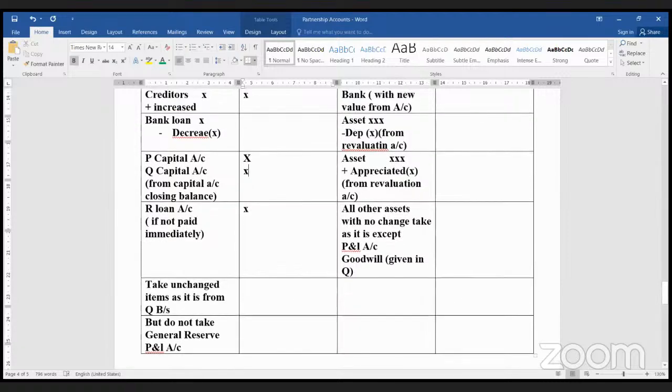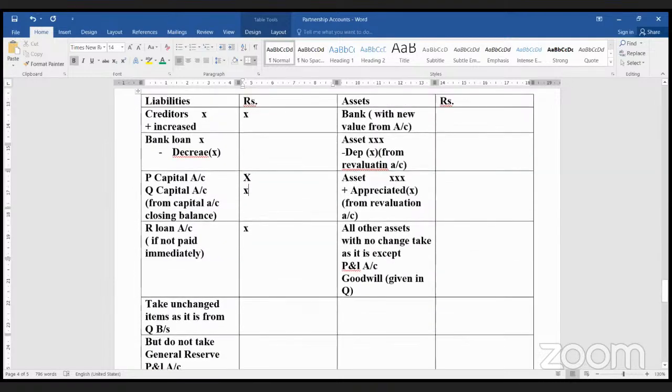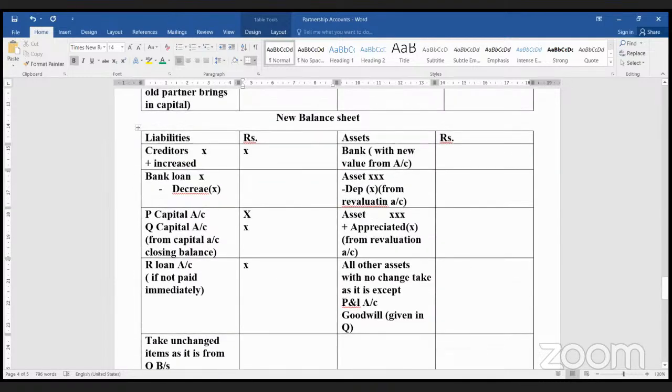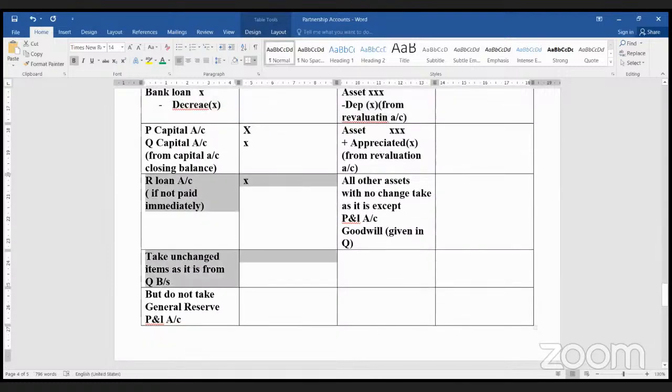So whatever the values changed, you take as per the revaluation account. Whatever values not changed, you take as it is. But for the capital accounts, you should take only continuing partners as capital balances, and the retiring partner as loan if not paid. In case of death of the partner, his amount is also transferred to the loan.